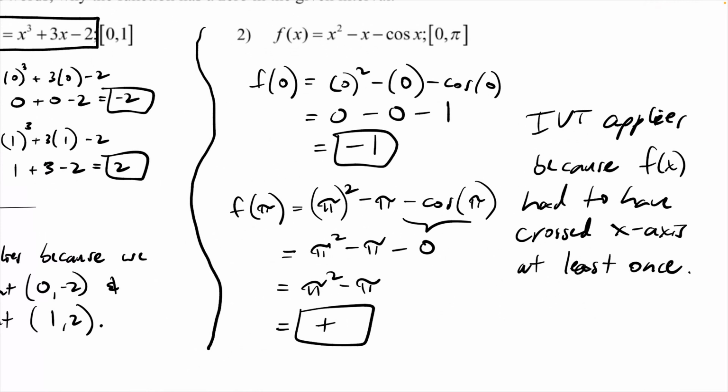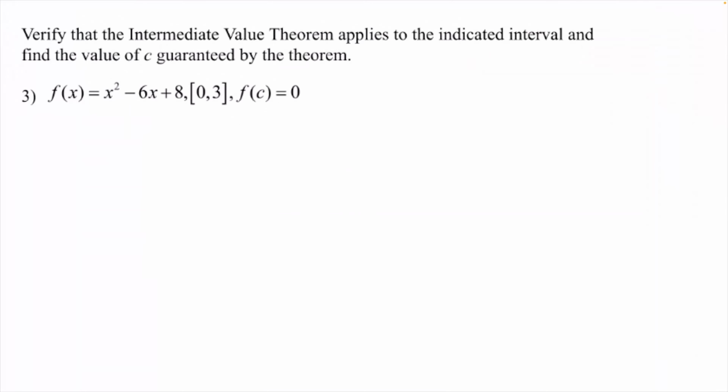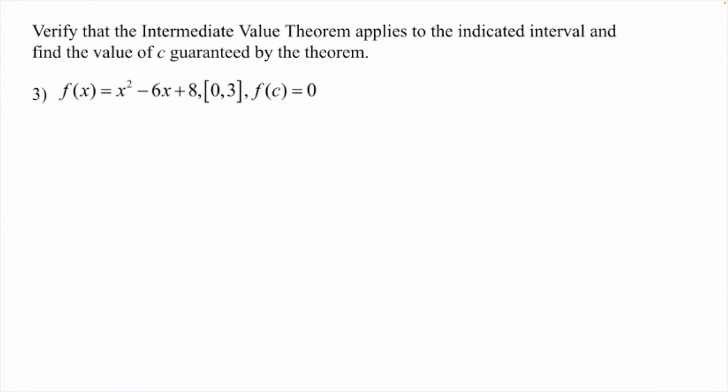Okay. The only other one that we have is the back one, number 3, right? What I want you to do is change this one a little bit. Change this 0. That 0 there, I don't want a 0. I want a positive 4. So this is what it's going to say: f of c equals 4.